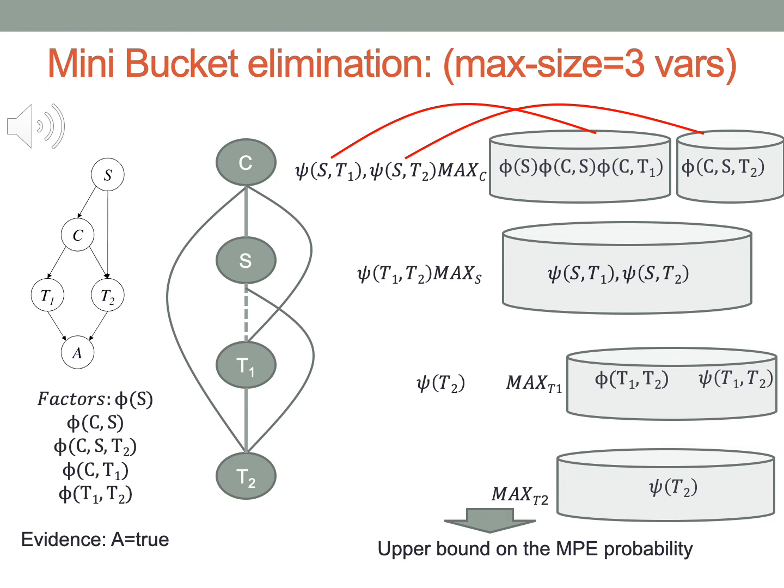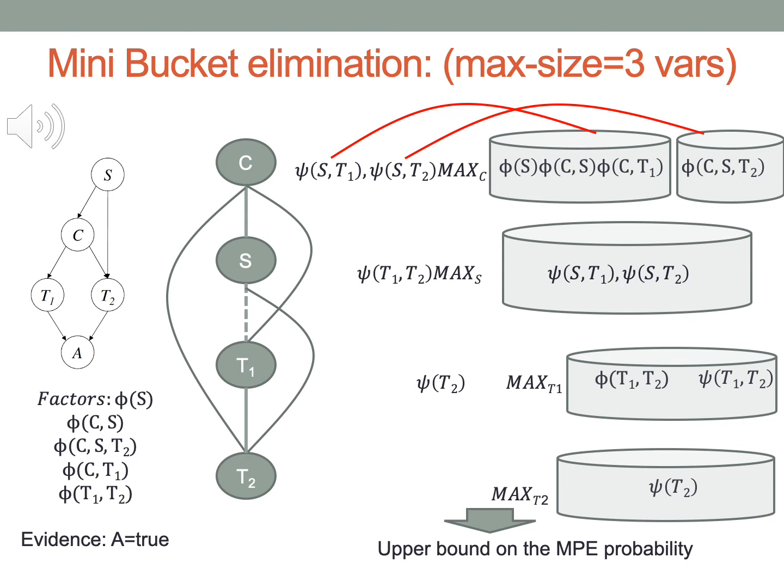Next, what we do is we max out C independently from each mini bucket to yield 2 functions. The first function is defined over S and T1. So you can see the function psi of S and T1. And the second function is defined over S and T2. So you see the function psi of S comma T2.